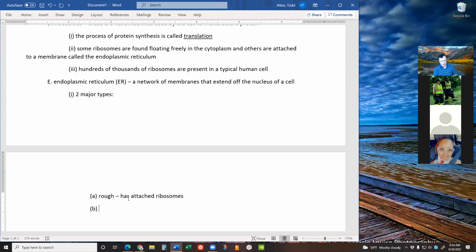The second type of ER is the smooth ER. This is called smooth because it does not have any ribosomes. There are no ribosomes attached to the surface of the smooth ER membrane. Okay, and the difference in naming goes back historically to when scientists first started looking at the interior of cells with microscopes, and they saw these membranes, some of them have ribosomes, some of them don't. So one's going to be called rough, the other's going to be called smooth.